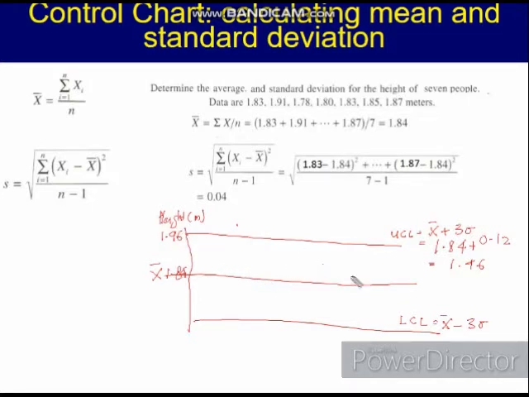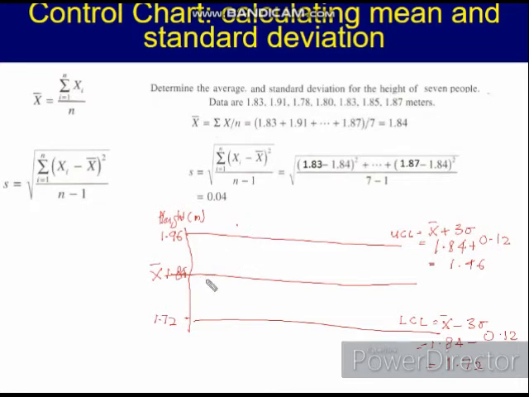So this is 1.96, right? So again, for the lower control limit, x bar is equal to 1.84 minus 3 times sigma. Sigma is equal to 0.04, so 3 sigma is 0.12. If you subtract that, what you'll get is basically 1.72. So this line would be 1.72 meters. Then to construct the control chart, you just plot the values in here.